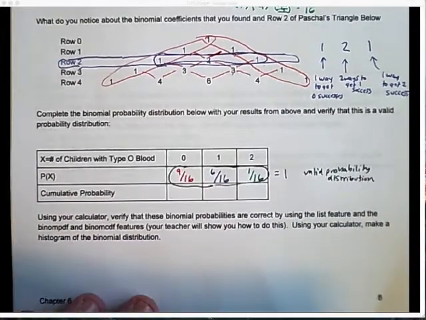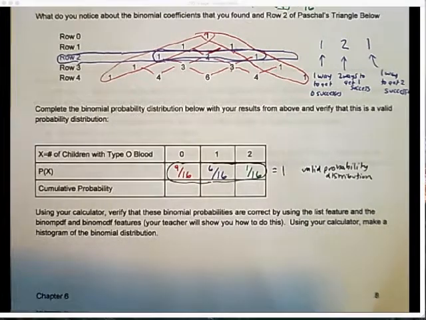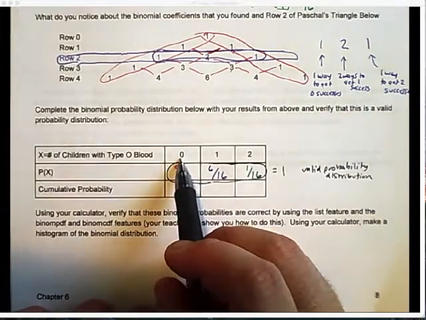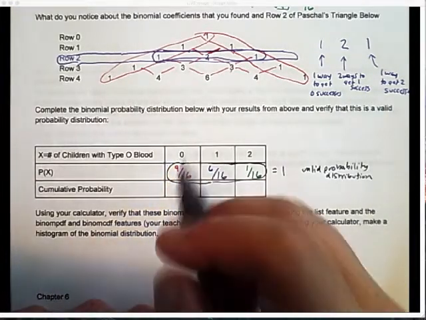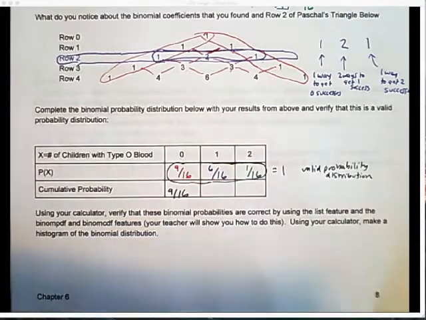All right. Let's also find the cumulative probabilities. That means the probabilities of that number and less. So we start at 0. 0 children have type O blood. There's a 9/16 chance that 0 children have type O blood.